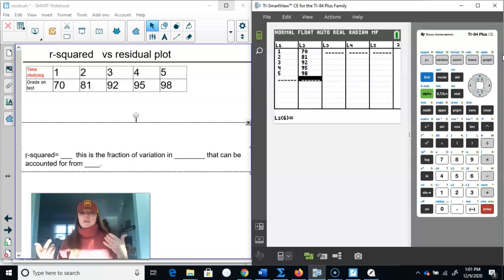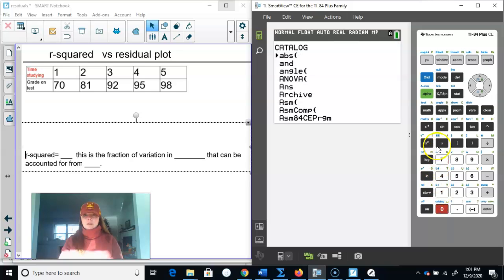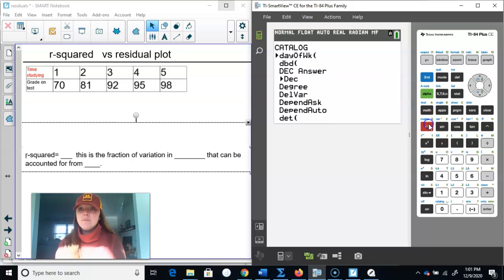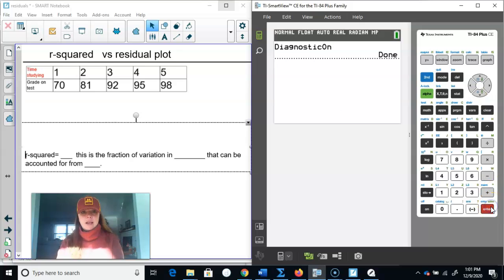Friendly reminder, if you're on the Chromebook, you may need to set it up again so you can see the R. So we're going to hit second 0 for catalog. If you have a handheld calculator, you only have to do this once. You're going to hit this X to the negative first button. That's D, because we need to go to diagnostic on. We're going to hit enter, and we're going to hit enter again. So we've put our data into our L1 and our L2.